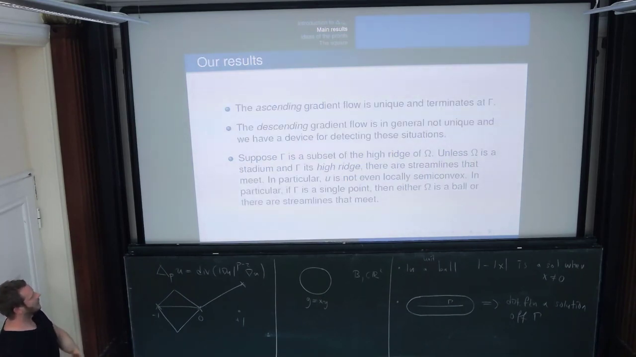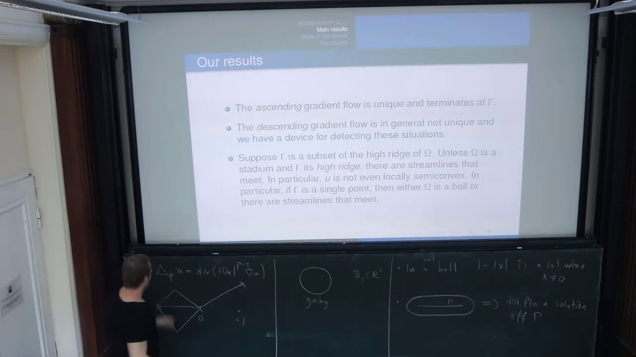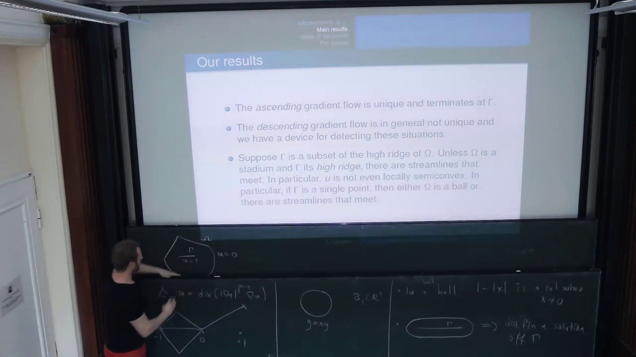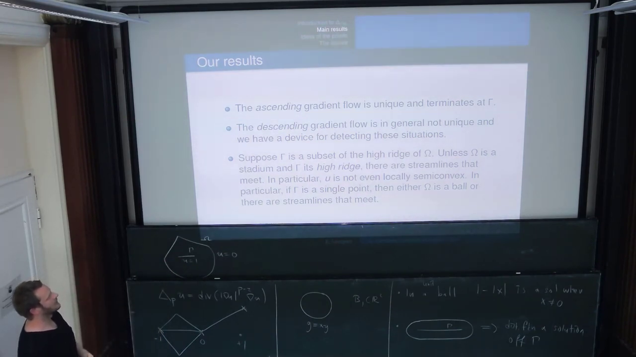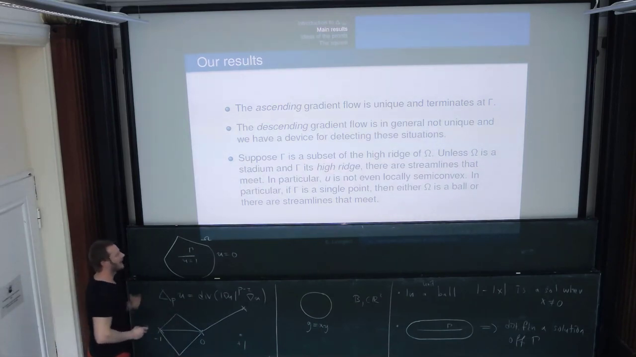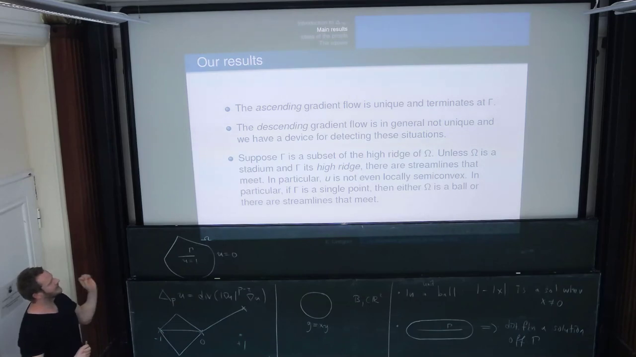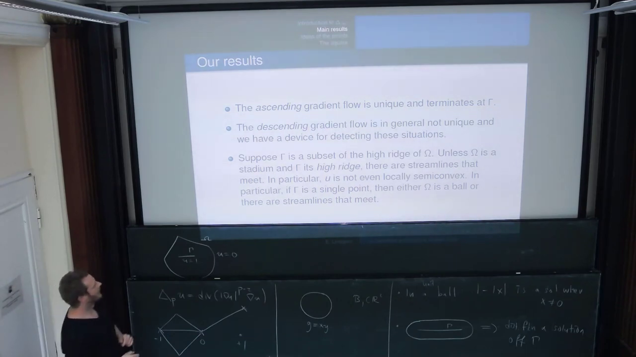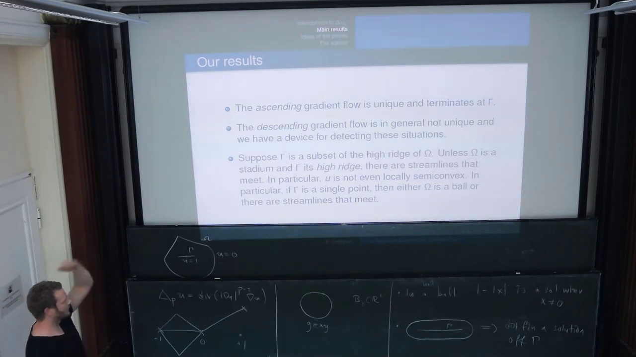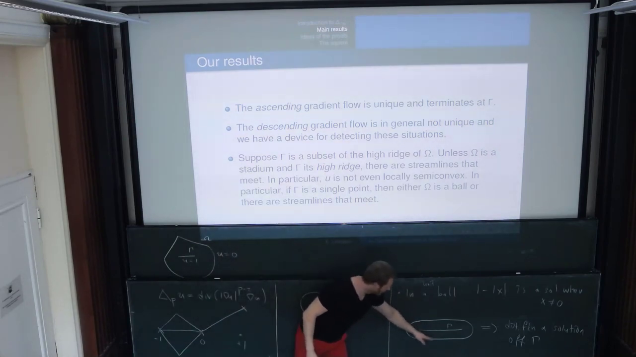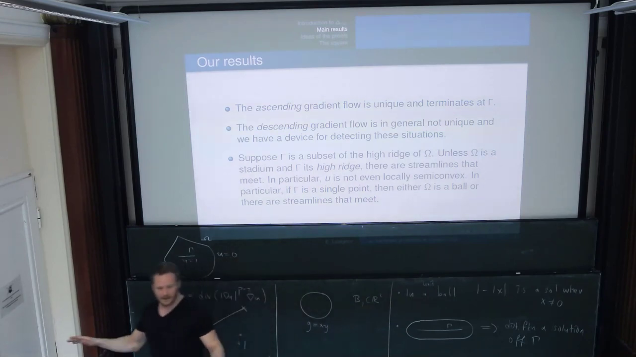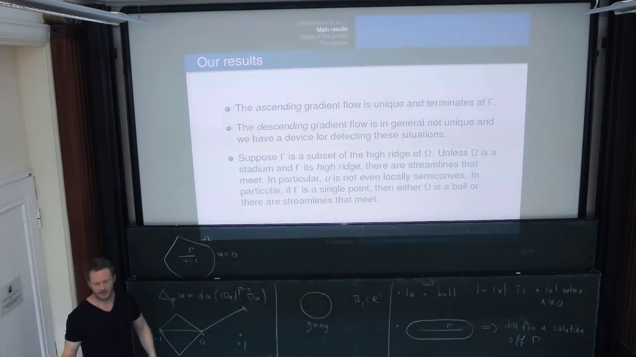Okay, so the result we have, I already talked about a little bit. So the ascending gradient flow is unique, and it will terminate at gamma, which of course you will believe. You start at zero, and then you go up to the maximum value of u. And the descending ones are not in general unique. And we have also some sort of way of saying that you have monotonicity of the gradient along the streamlines if you have uniqueness, but not otherwise. And I think another interesting result that we can say is that in fact the only way that you have uniqueness of this descending gradient flow is if you are in either this position or in this position. If you perturb a little bit from those, you don't have uniqueness and you don't have semi-convexity of the solution, which I find kind of weird.